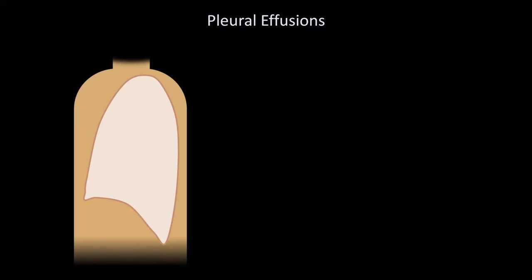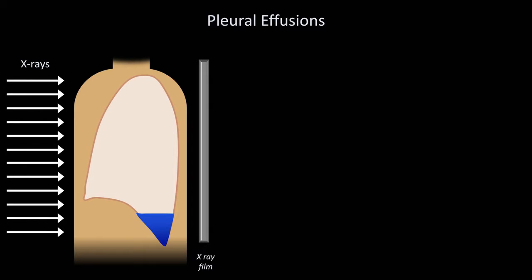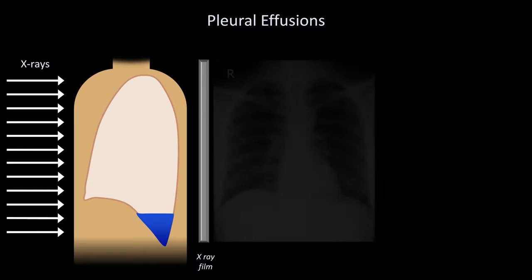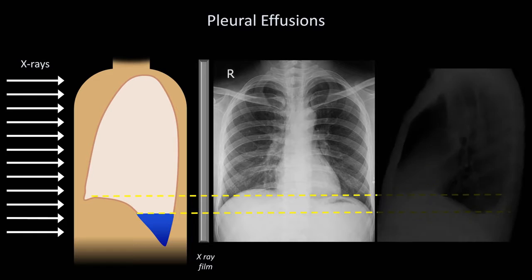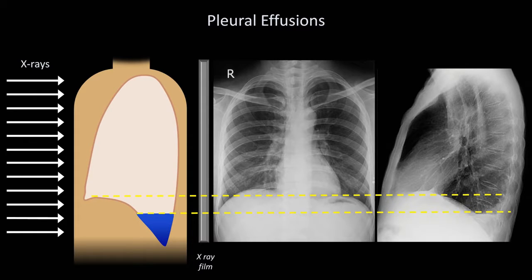An interesting phenomenon occurs when effusions develop that is a consequence of the curved geometry of the diaphragm. Imagine a side view of a patient with a lung here and a relatively small effusion in the gravity-dependent posterior costophrenic sulcus. If I put an X-ray film behind him and shoot some X-rays, how will this effusion appear on PA and lateral films? On a PA film, since the top of the effusion is still below the superiormost aspect of the diaphragm, it will not be visible. However, on the lateral film, you'll be able to see it as a blunting of the posterior costophrenic angle.